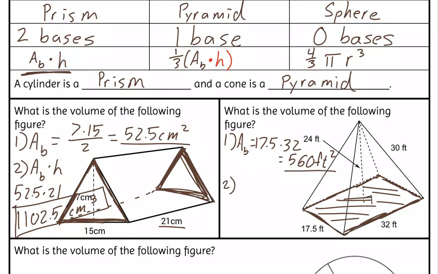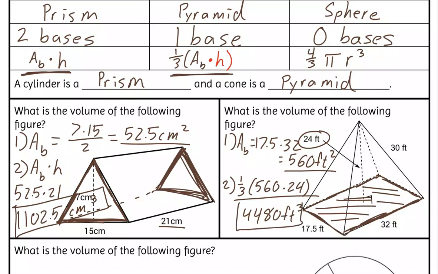Now on to step 2. We have the area of my base. We have the height of the pyramid. So now I'm going to plug everything into my formula that I got up here. So we have 1/3 times 560 times 24. I just plug that straight into my calculator, and I end up getting 4,480 feet cubed. Again, we're just plugging numbers into a formula here.